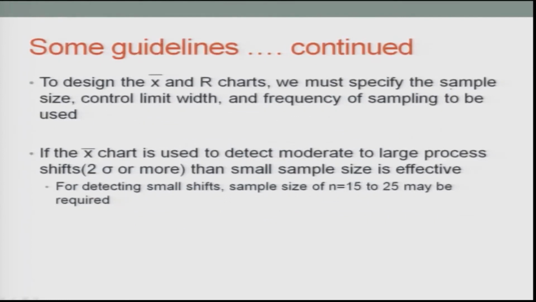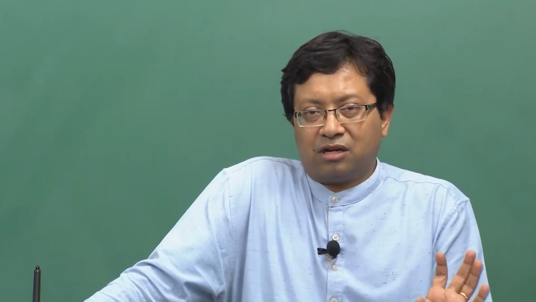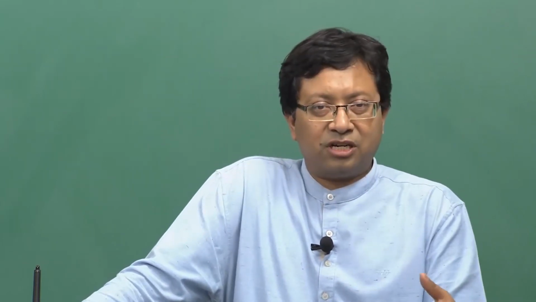As I was saying, to design the X bar and R charts, we must specify the sample size, control limits, widths and the frequency of sampling. So, whether it is weekly, monthly, hourly or based on seconds, that will be decided beforehand. We will also decide the number of observations in each sample, and consider the number of samples. It has been mentioned it should be 25 or more. We will try to understand that also and keep that in mind.